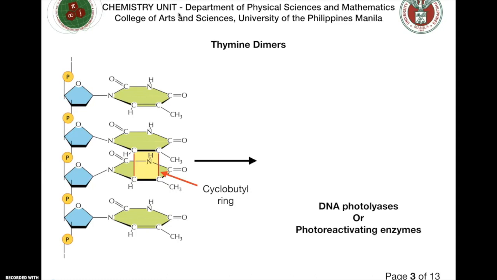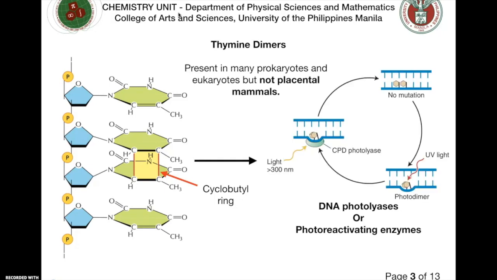The DNA photolyase, which is present in prokaryotes and some eukaryotes, but not placental mammals, including humans, repairs these thymine dimers. The DNA photolyase binds to the site of mutation and can be activated using light in the UV and visible region and release the formed cyclobutyl ring. It is important to take note that formation of dimers is not exclusive to thymines. It can also occur between two adjacent purine or pyrimidine bases.